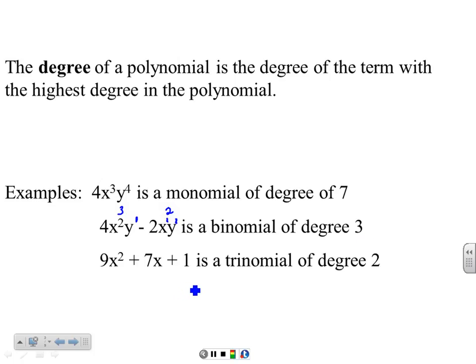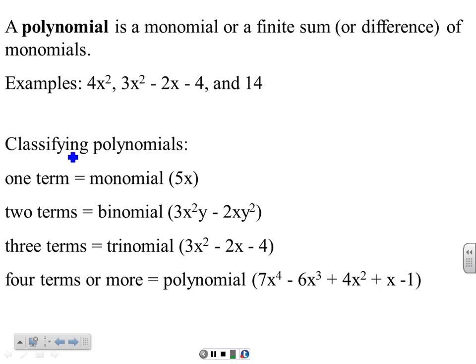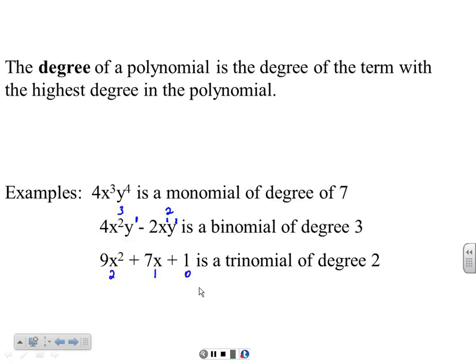For this trinomial, here we have a degree of 2, here we have a degree of 1, and if you don't see a variable, the degree is 0. So the degree of this whole trinomial is 2. Make sure you know how to classify a polynomial, whether it be a monomial, binomial, trinomial, quadrinomial, or a polynomial. And make sure you can tell me the degree of each of the polynomials.